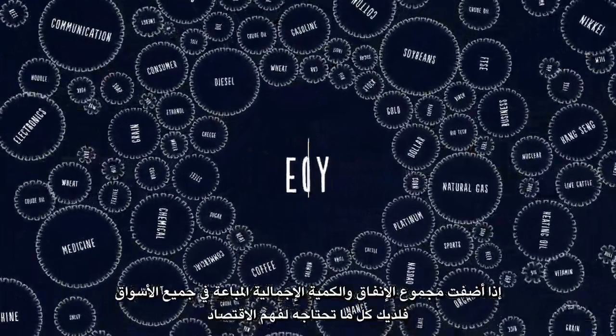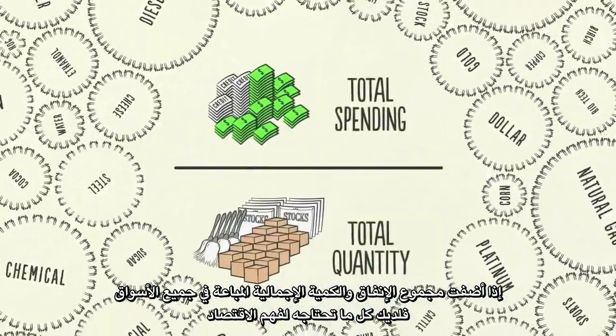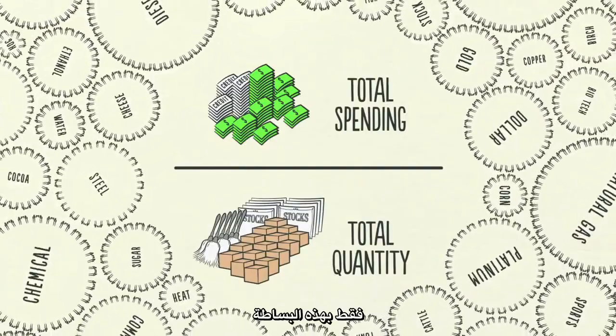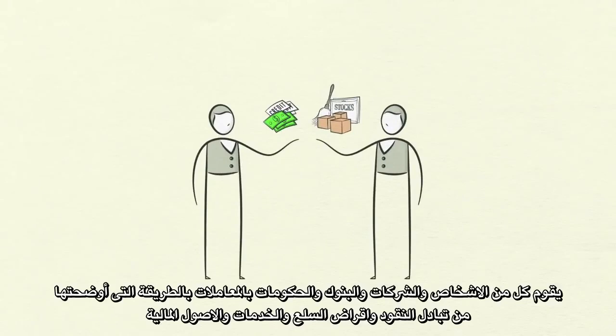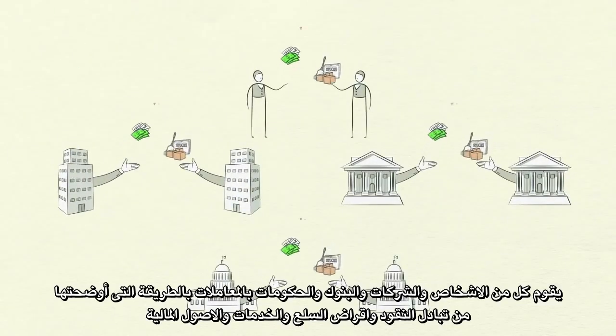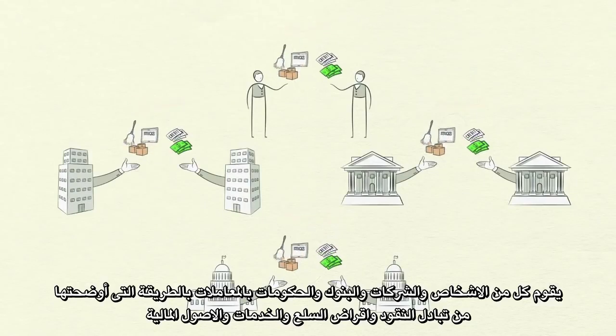If you add up the total spending and the total quantity sold in all of the markets, you have everything you need to know to understand the economy. It's just that simple. People, businesses, banks, and governments all engage in transactions the way I just described, exchanging money and credit for goods, services, and financial assets.